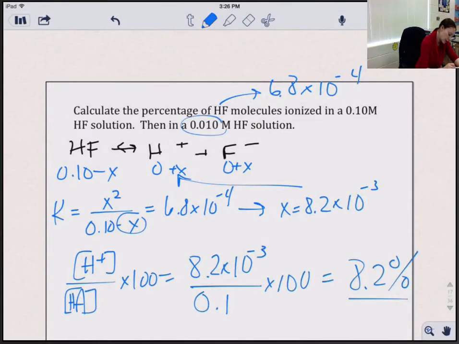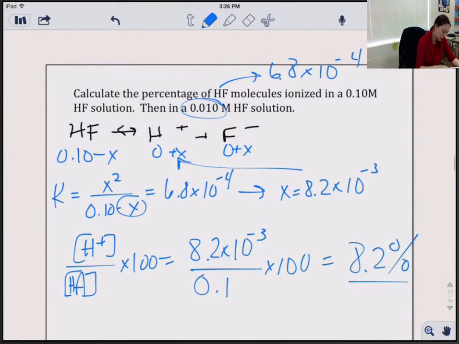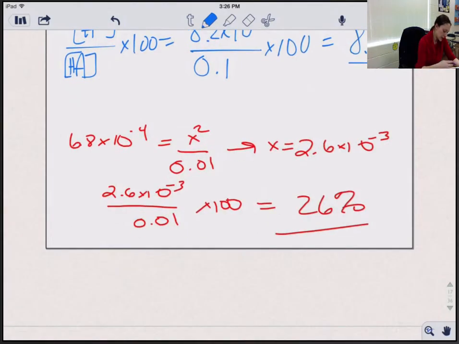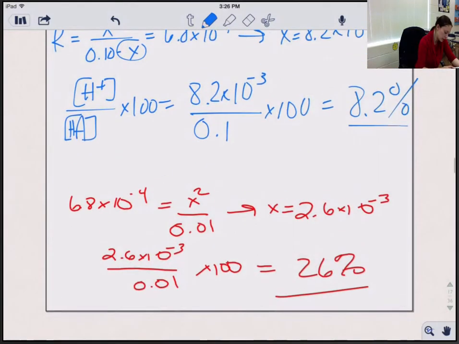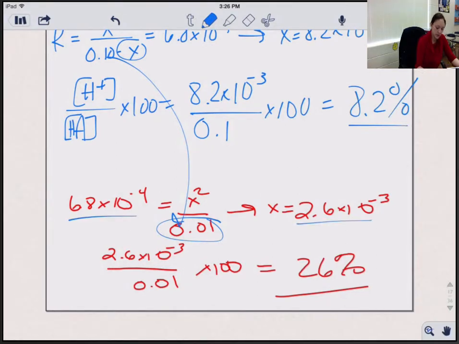Now we're going to decrease the concentration. Basically, all you're doing is changing this from 0.1 to 0.01. Still the same Ka. Now I get 2.6 times 10 to the negative third. Put 2.6 times 10 to the negative third over 0.01, and I have 26%.